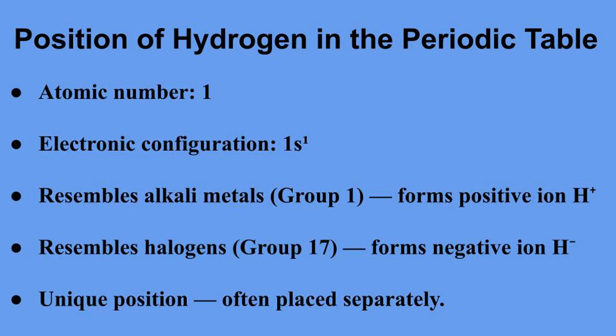Hydrogen is the first element in the periodic table with atomic number 1. It resembles both alkali metals and halogens. Like alkali metals, it loses one electron to form H+, and like halogens, it gains one electron to form H-. Because of this dual behavior, hydrogen doesn't fit perfectly in any one group, so it's placed separately in the periodic table.